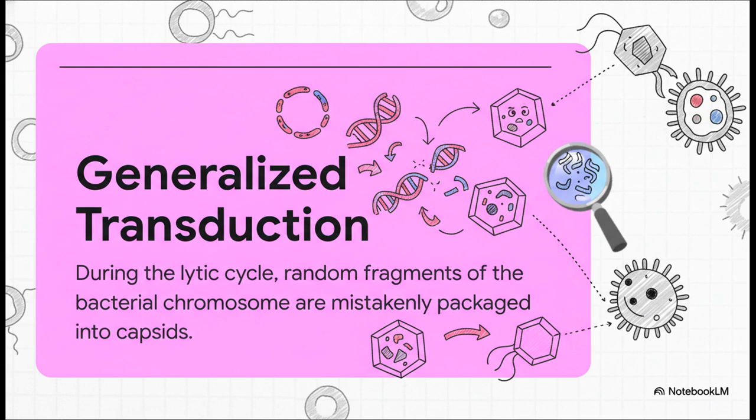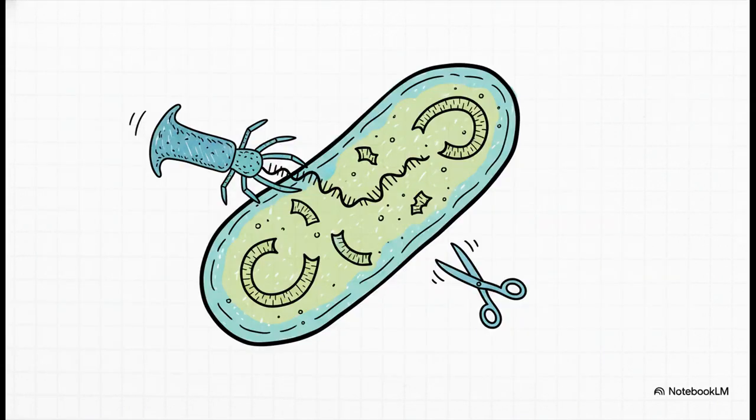The cell is in total chaos, frantically assembling new virus parts. In the rush, the packaging machinery messes up. Instead of grabbing the viral genome, it accidentally stuffs a random fragment of the host's own chopped-up DNA into a new phage head. So let's walk through it.